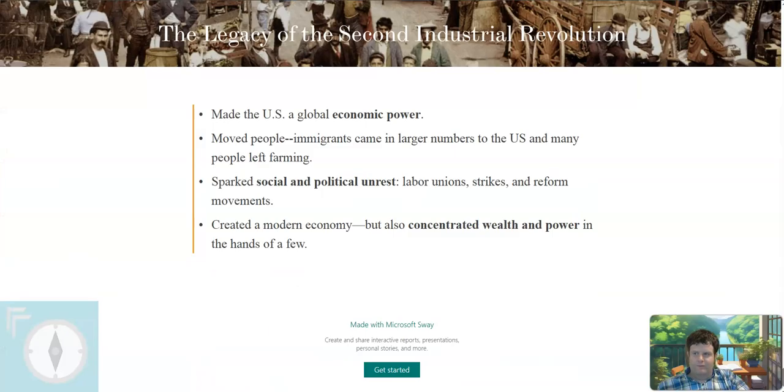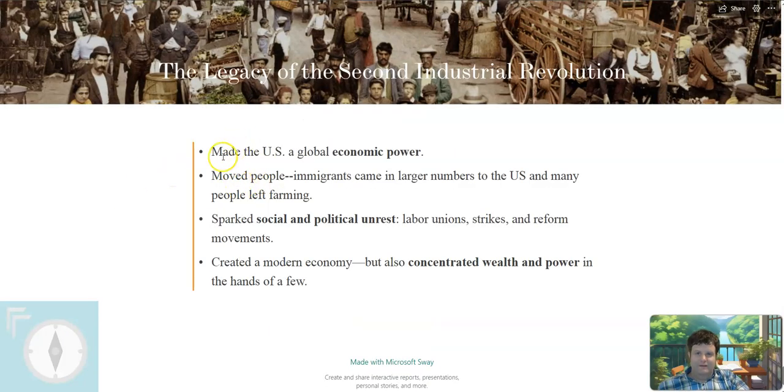Now, we're going to wrap up with the legacy of this. The Second Industrial Revolution does a number of things, which we'll look at in more detail in class. One, it's going to make the United States an economic powerhouse on the global stage. This is going to set up the United States to participate in World War I and World War II. It's going to move a lot of people.